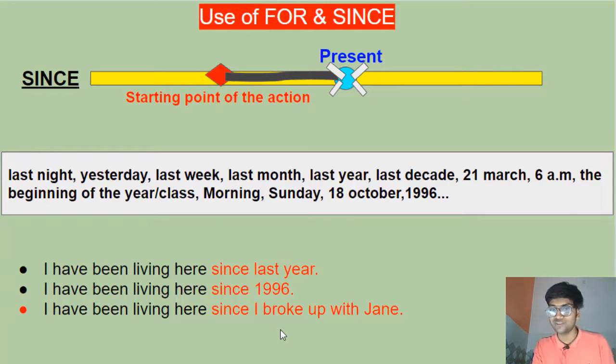You can also use a clause to refer to a certain time in the past. I have been living here since I broke up with Jen. It is very clear. Obviously, I must have broken up with Jen at some time in the past, right? So it's referring to that time in the past, right? You can also use a clause. So that's how we use since.